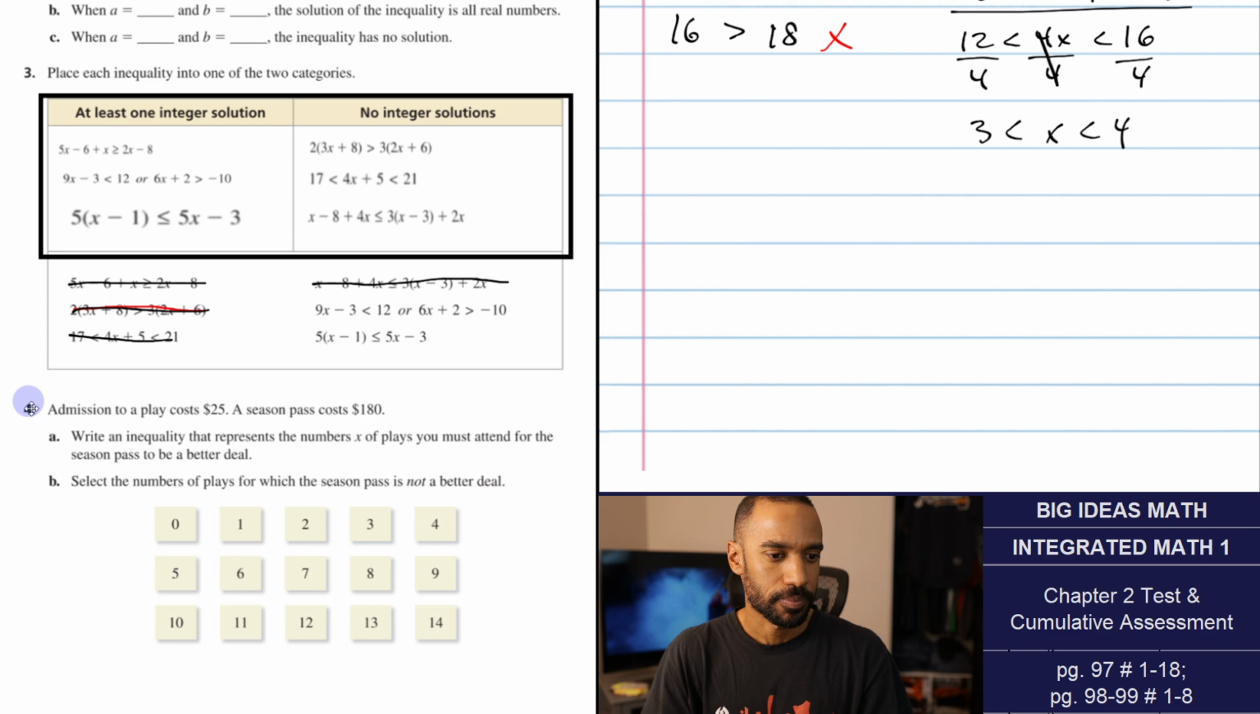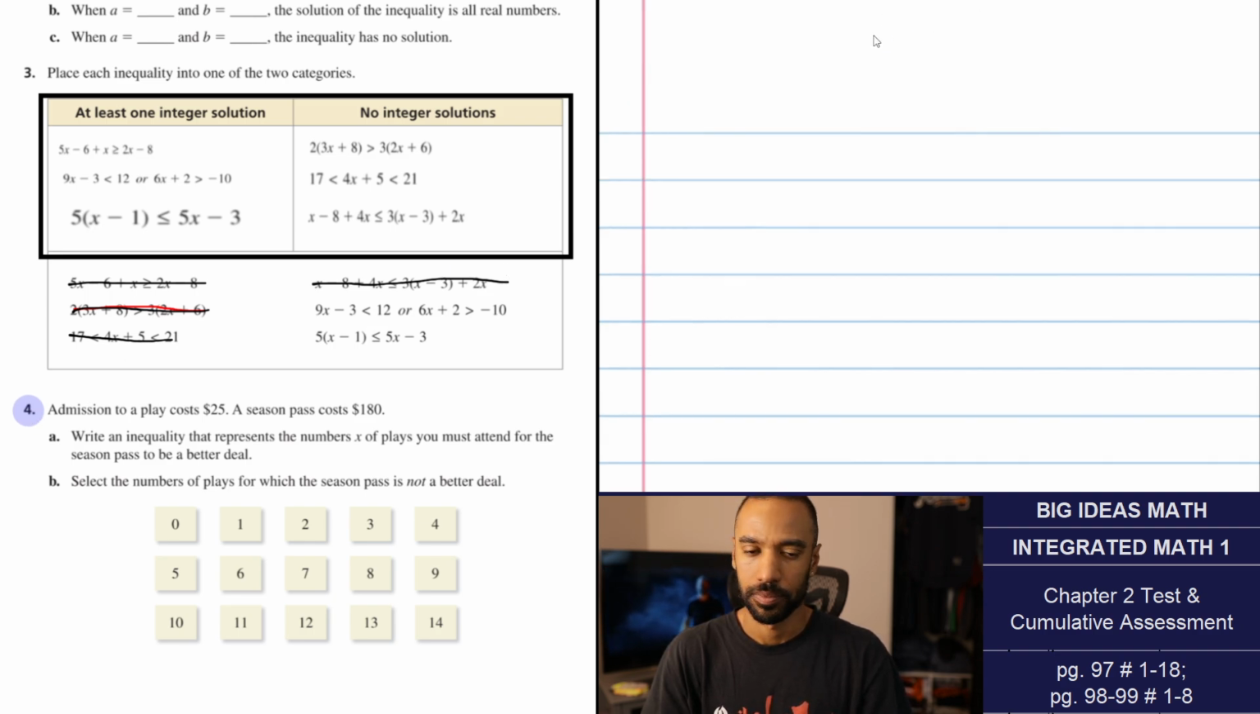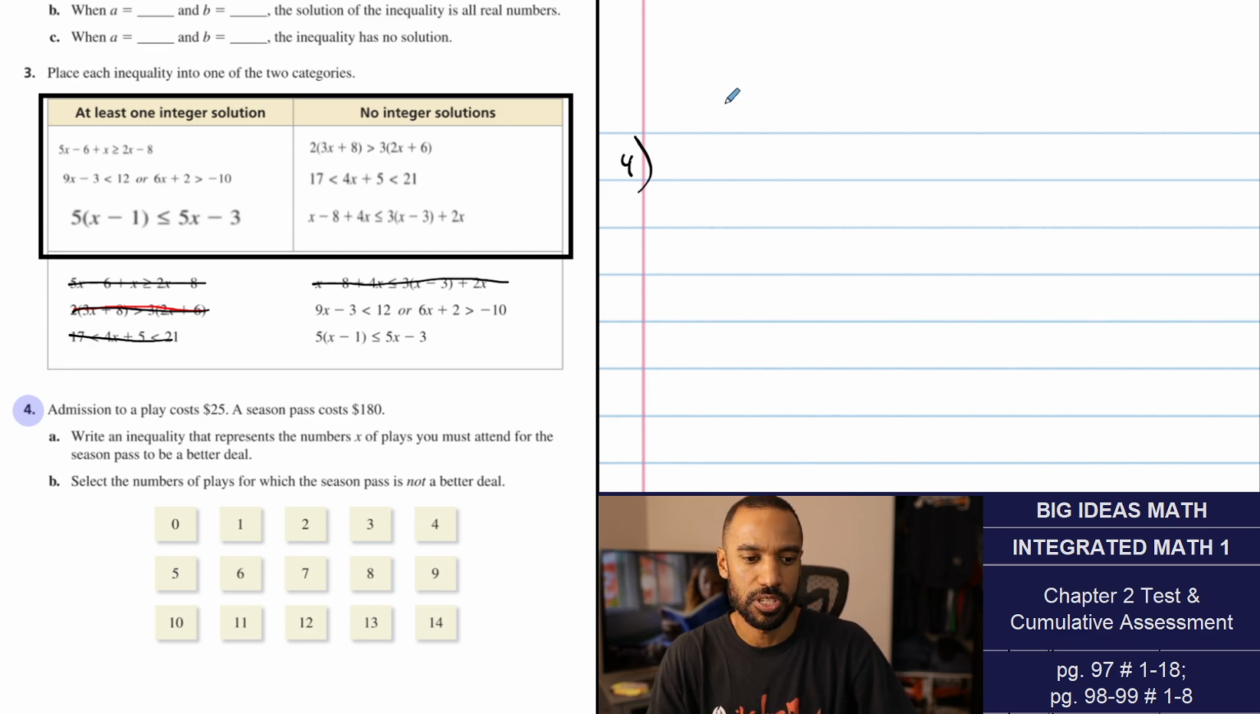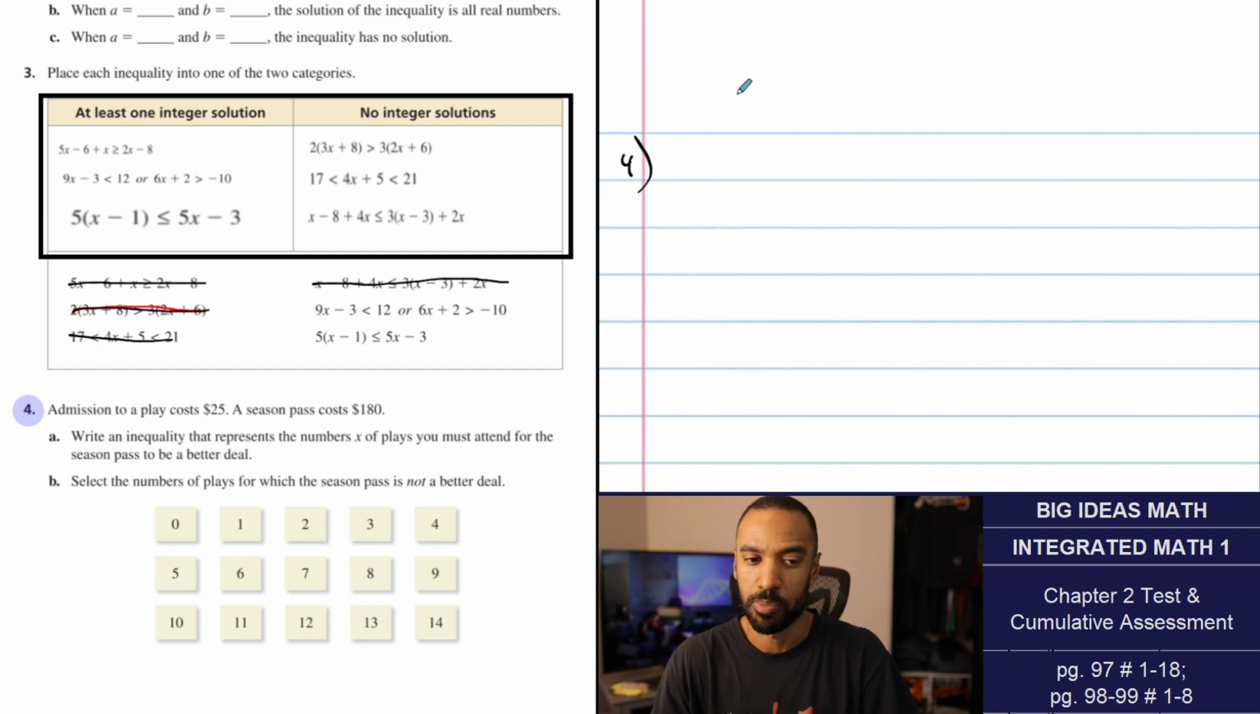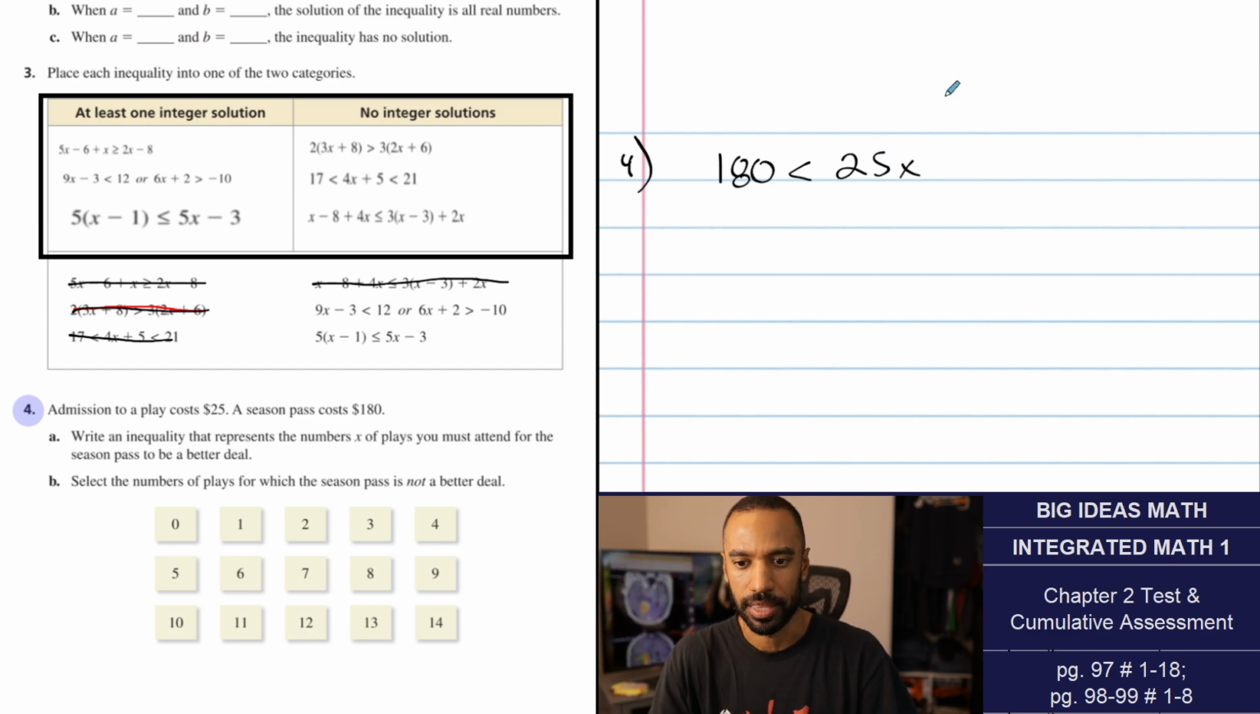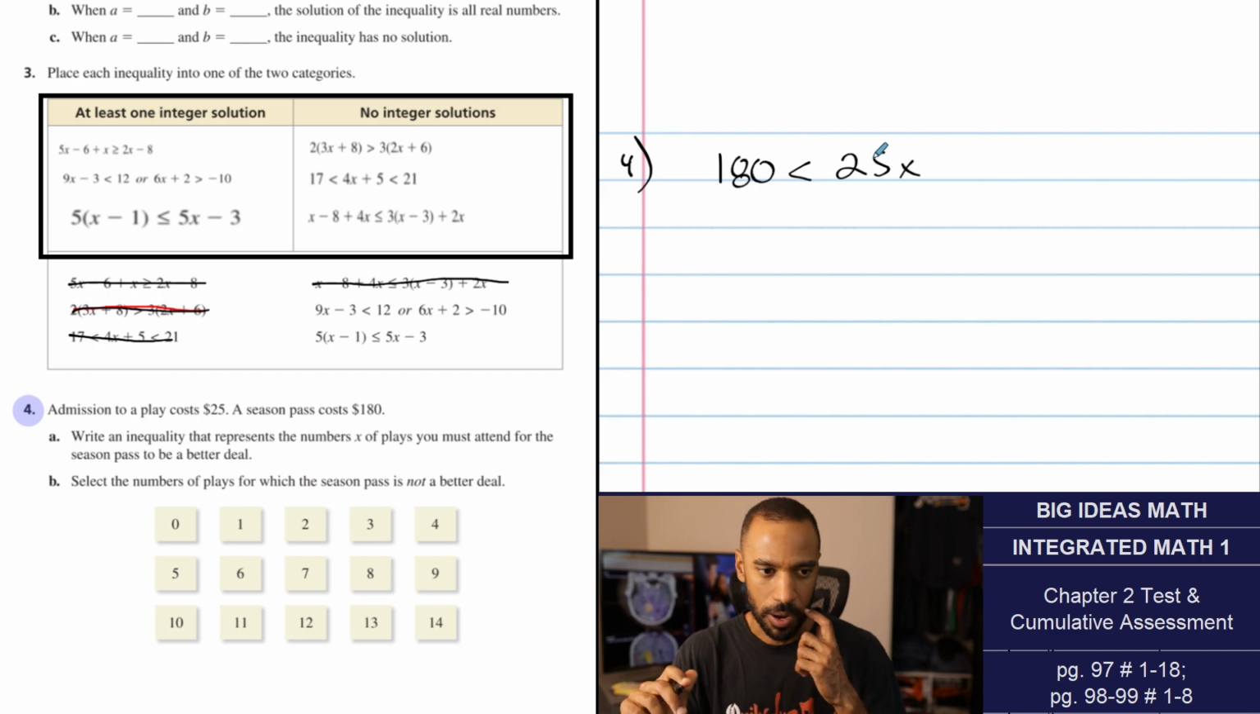Okay, number 4. Admission to a play costs $25. A season pass costs $180. Write an inequality that represents the number x of plays you must attend for the season pass to be a better deal. Better deal to me means you need to spend less for that one. So we need 180 to be less than 25 times the number of x plays. I think that's just my setup. It needs to be less than that amount.